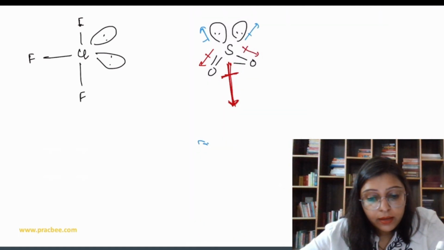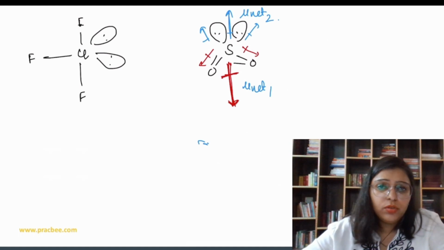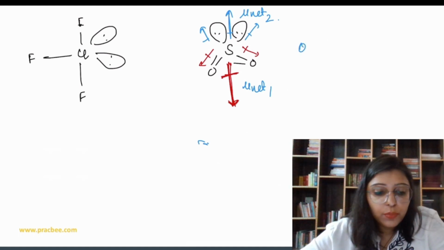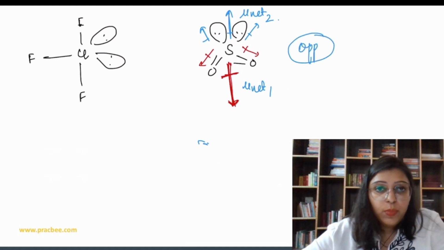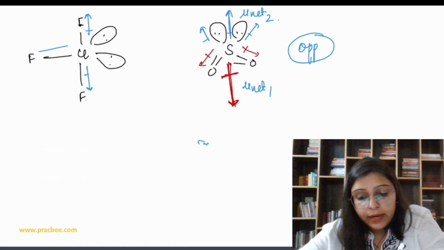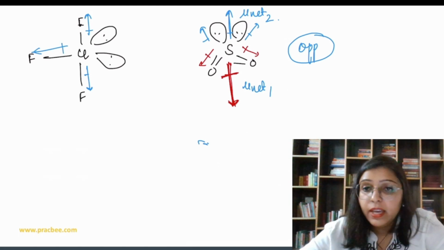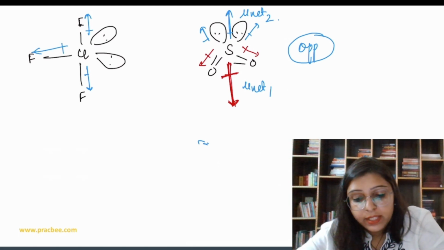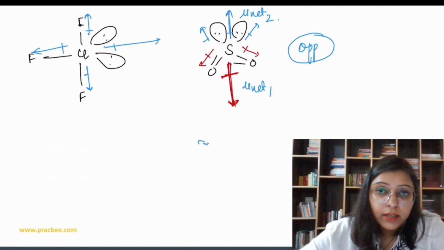And here, so we can say that mu net 1 and mu net 2 are in opposite direction. Obviously they cannot cancel, but they are in opposite direction. So the dipole moment is less. But if we talk about this one, here the dipole moment cancels out, and here we have dipole moment towards the fluorine side, and here dipole moment towards the right hand side, right?